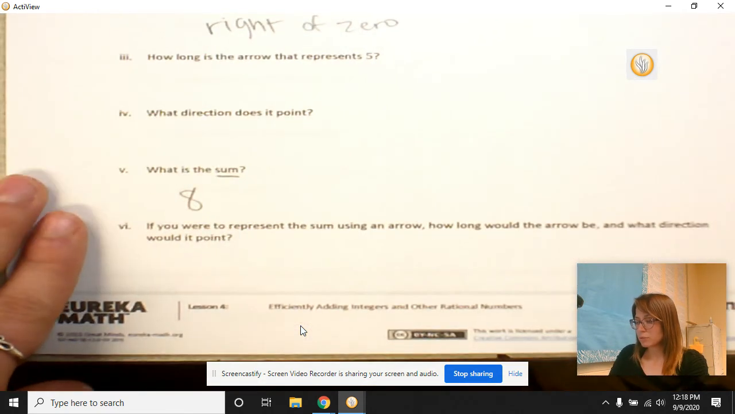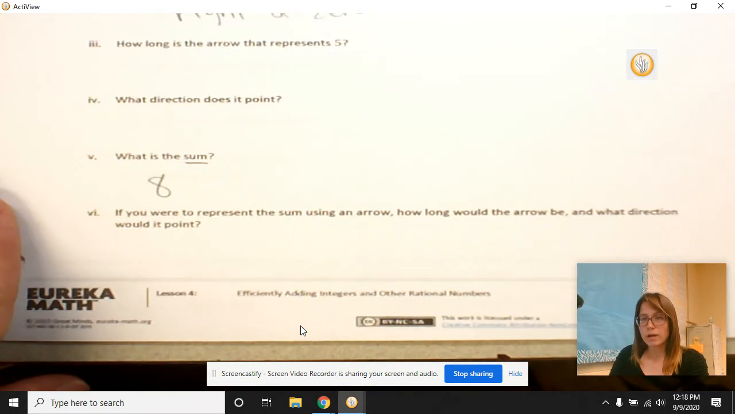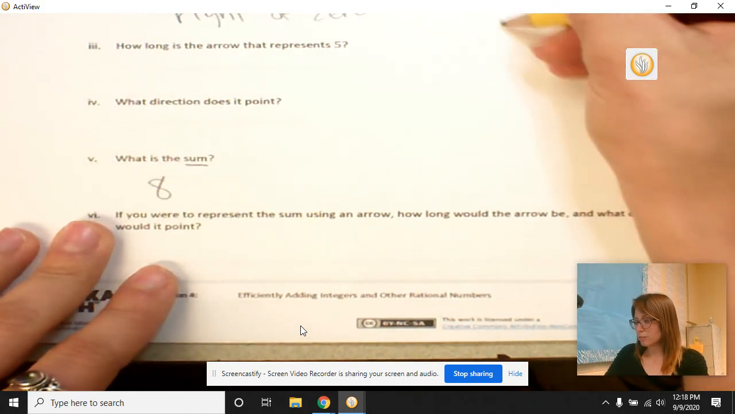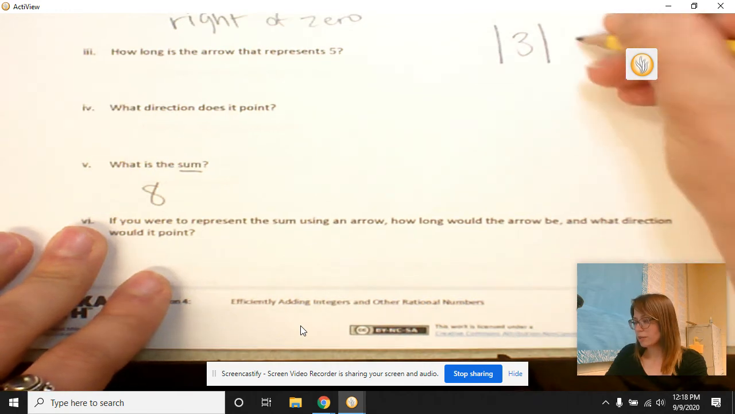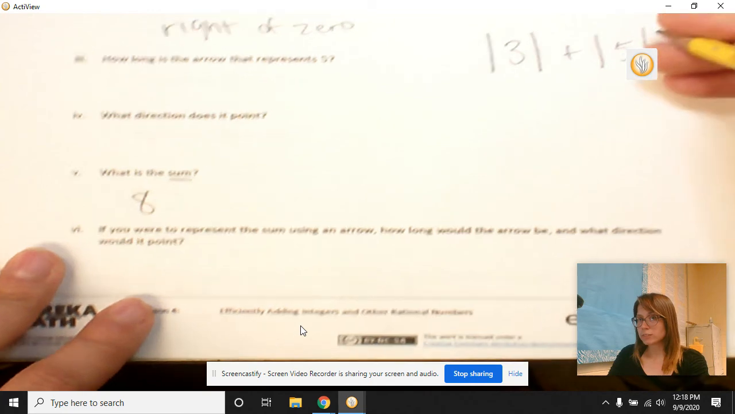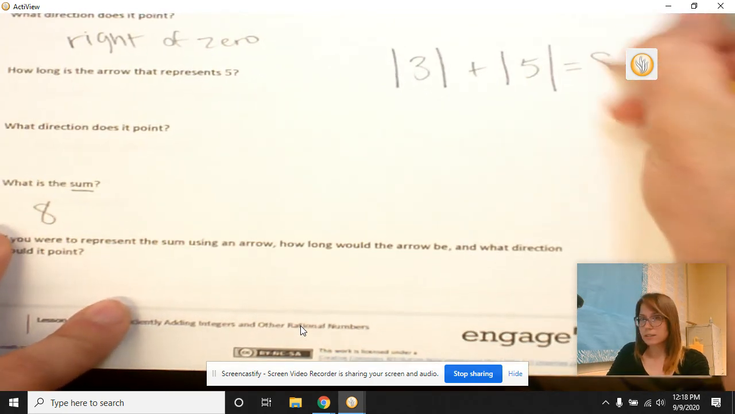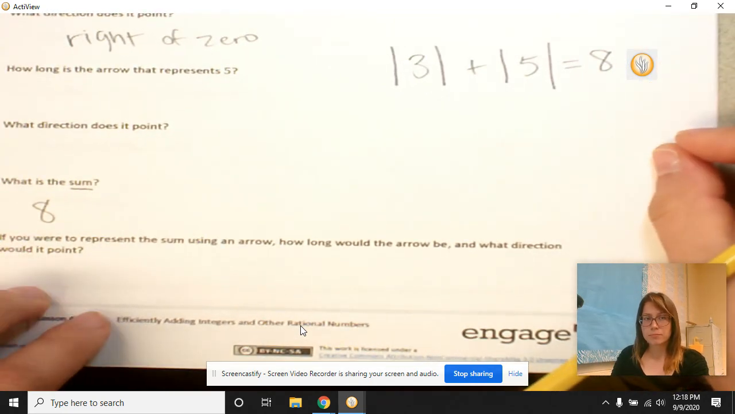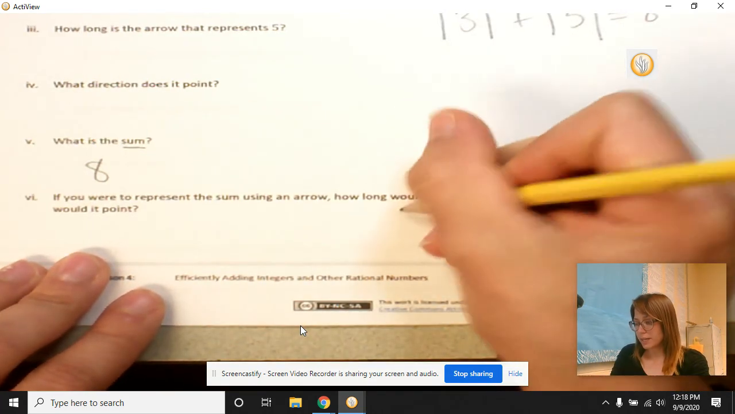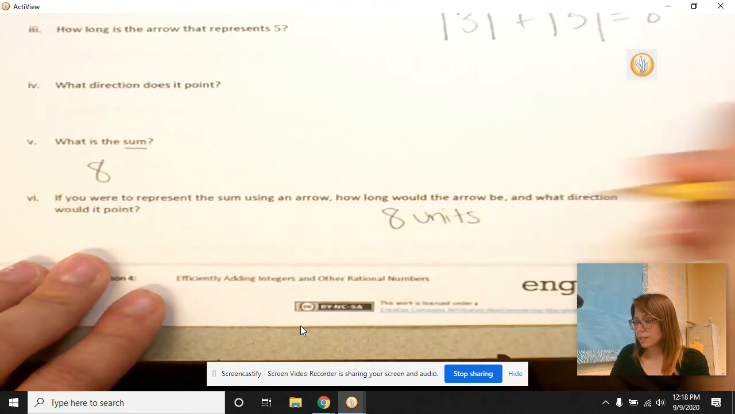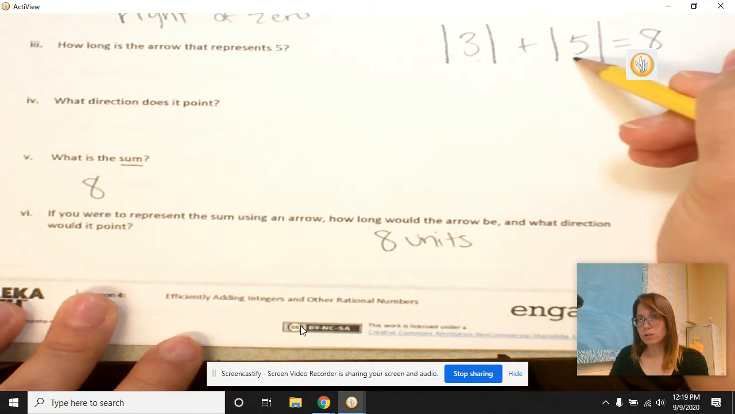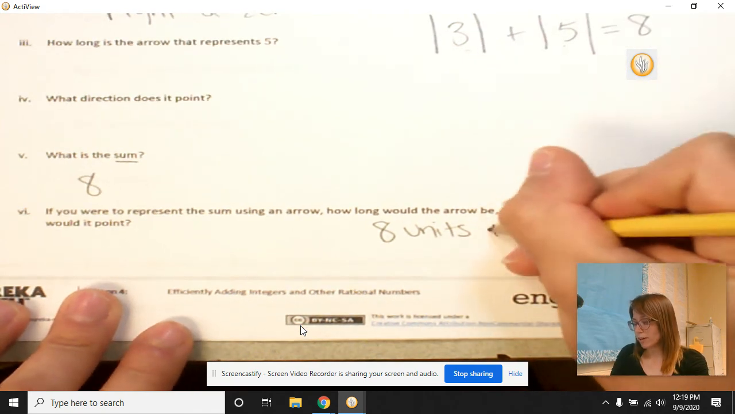And if we were to represent the sum using an arrow, how long would the arrow be? I have to think about combining these two absolute values in my head: the absolute value of 3 plus the absolute value of 5. I could have just drawn one vector that was 8 units long. So how long would my vector be? My vector would be 8 units. And these are two positive integers that I'm working with, 3 and 5, so it would point 8 units to the right.